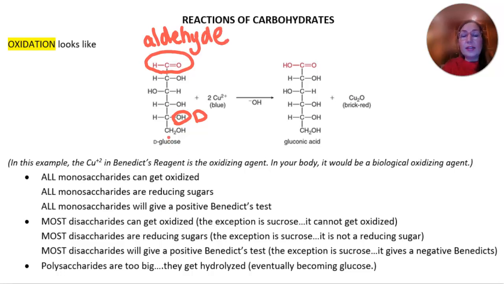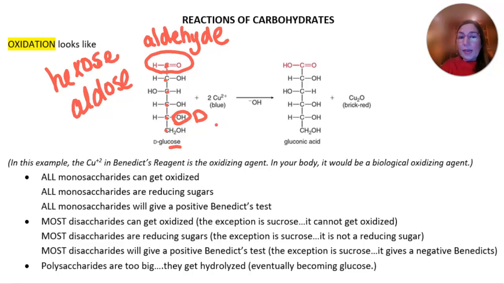And remember, this is an aldose. It ends in -ose because of that aldehyde. So we would classify this as an aldose. It's got 1, 2, 3, 4, 5, 6 carbons. So this is a hexose, just for good review.